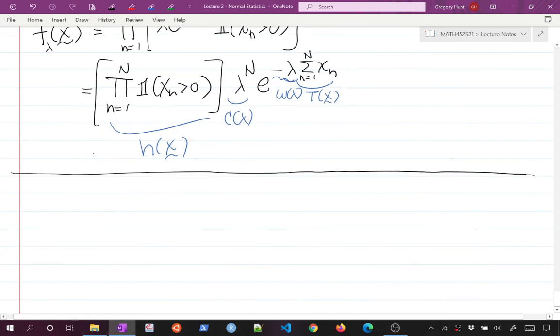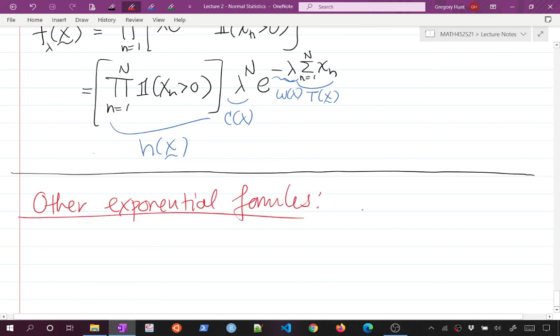These exponential families are going to make our lives really, really easy. If we know something is an exponential family, it's going to make things super easy. So you're going to learn to love them. Okay. There are other exponential families. I'm just going to write some out. I'm not going to prove them. You'll do some for homework.